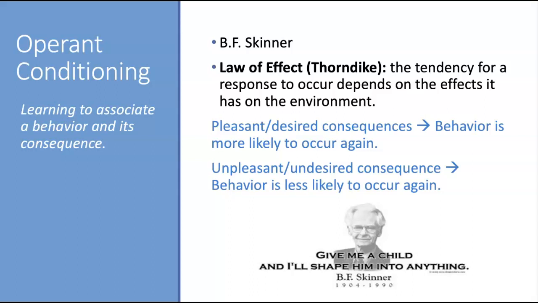Whereas in classical conditioning, learning results from the association between two stimuli, in operant conditioning, learning results from the association between a behavior and its consequence. This is based on the law of effect proposed by Thorndike. This suggests that the tendency for a response to occur depends on the effects it has on the environment. If something has a pleasant or a desired consequence, then the behavior is more likely to occur again. If, however, it's an unpleasant or an undesired consequence, then the behavior is less likely to occur again.